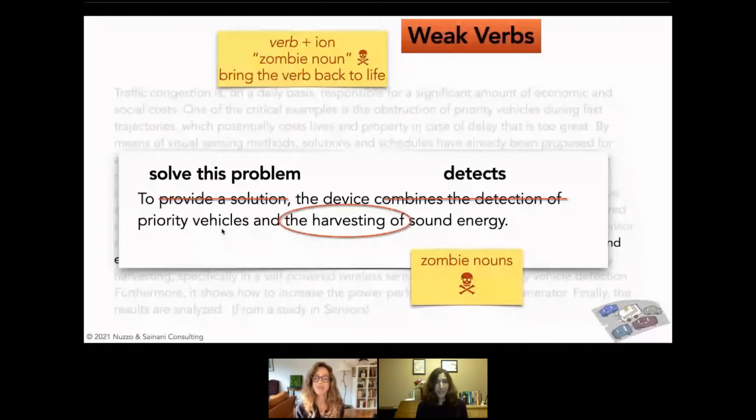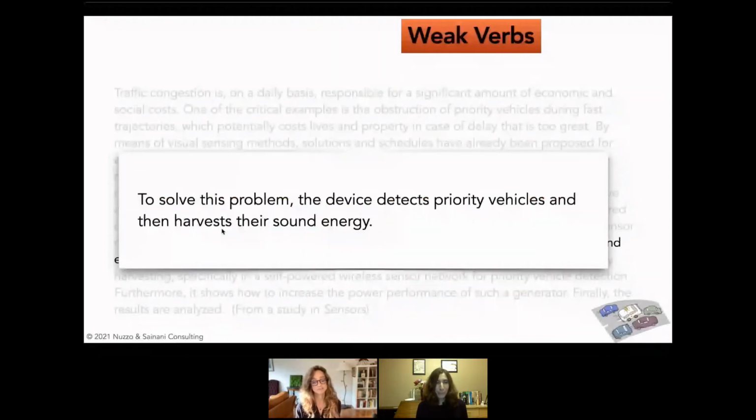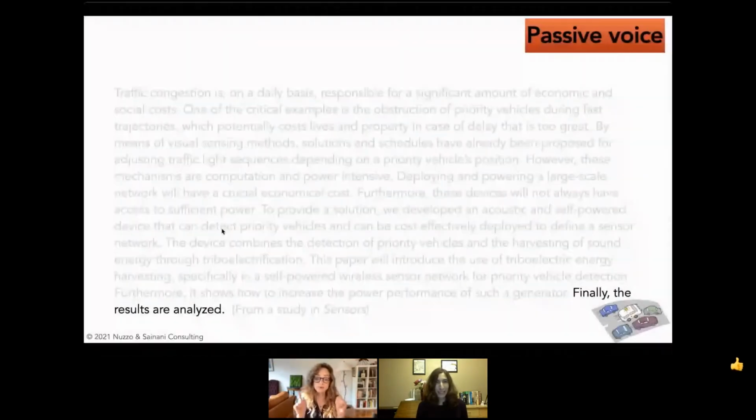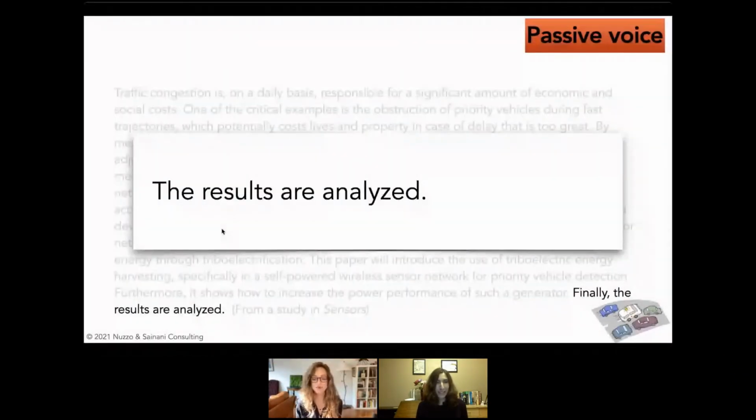The device detects priority vehicles and the harvesting of sound energy. Do we really need to say the harvesting of sound energy? Let's just say, to solve this problem, the device detects priority vehicles and then harvests their sound energy. Much cleaner, much nicer. Okay. The last one, passive voice, same as what you had. The results are analyzed. I love it.